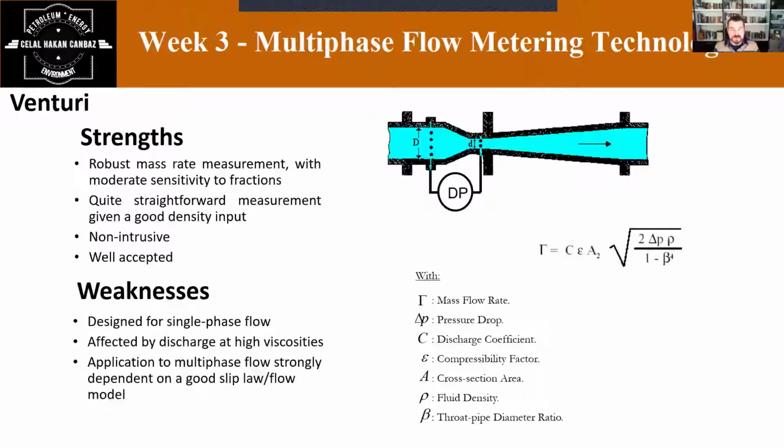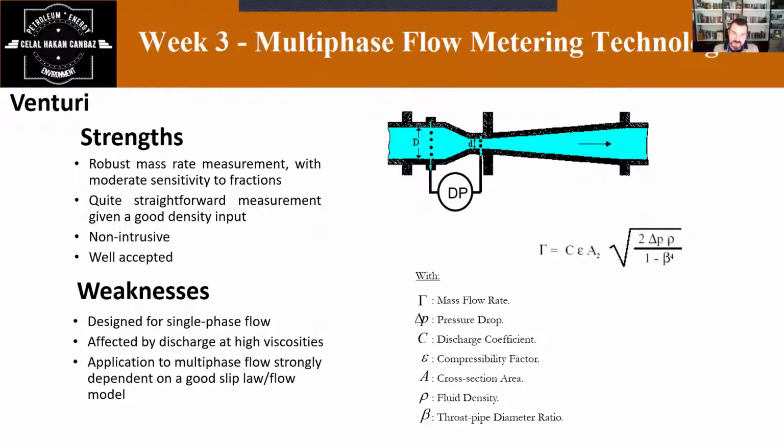Okay. So let's start with the Venturi for multiphase metering. These Venturi devices can make robust mass rate measurements with moderate sensitivity to fractions compared with others. It's quite straightforward measurement given a good density input. So your density has to be very accurately measured, because density is one of the dominant factors which directly affects your rate results. Okay, so non-intrusive and well accepted. These are the strengths of these devices.